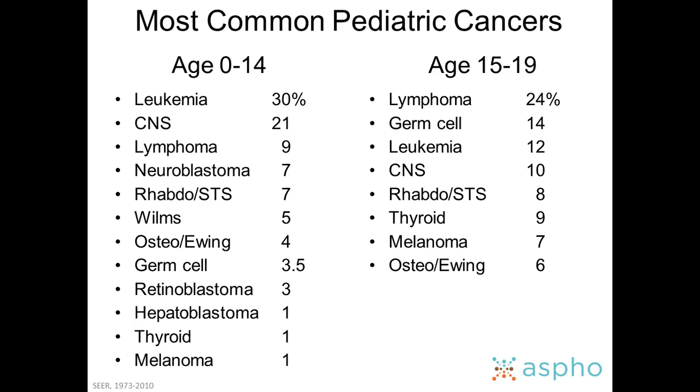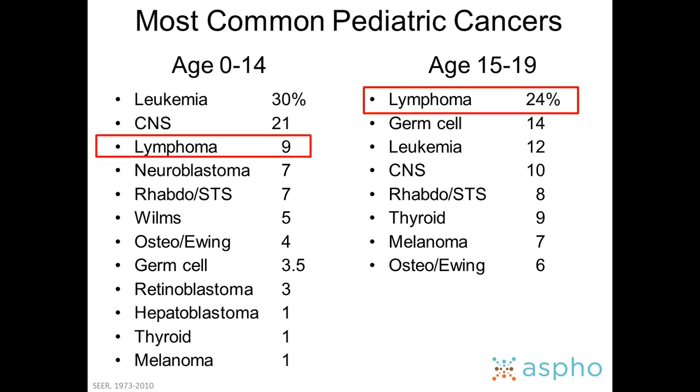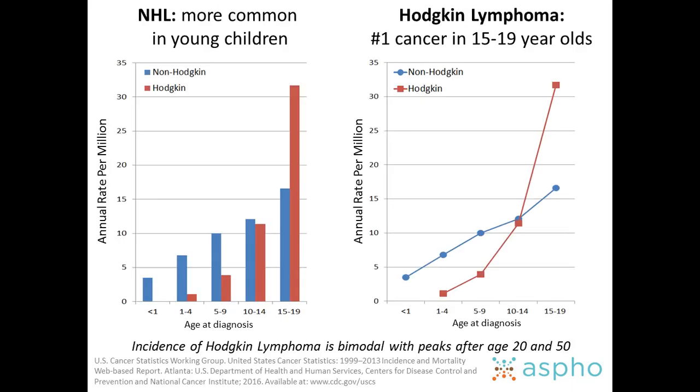I know I just told you one slide before that there's a lot of different types of lymphoma, but in order to feel more self-important, I have lumped them all together. Lymphoma is the 3rd most common cancer in children aged 0 to 14, and the #1 pediatric malignancy in the narrow age group of 15 to 19 years.